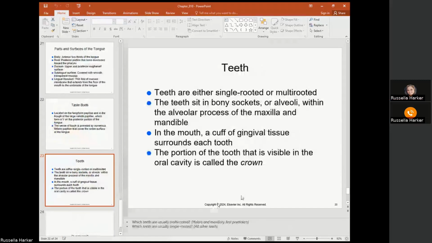And then the mouth also contains teeth that are either single-rooted or multi-rooted, depending on the size and the location of the tooth. They sit in bony sockets or alveoli within the alveolar process of the maxilla and the mandible. In the mouth, a cuff of gingival tissue surrounds each tooth, and the portion of the tooth that is visible in the oral cavity is called the crown.